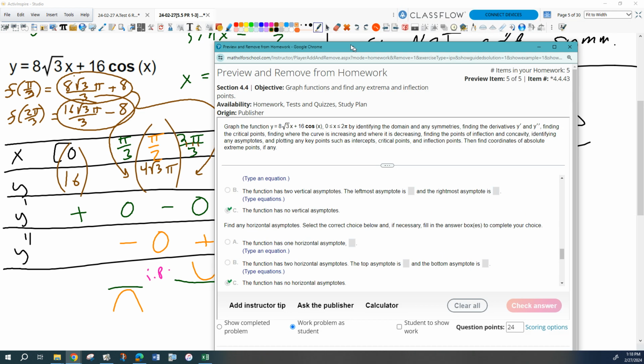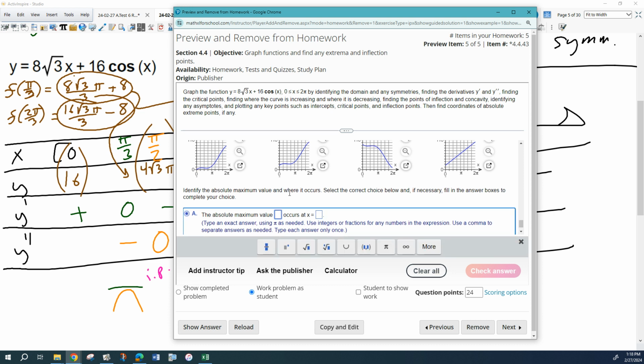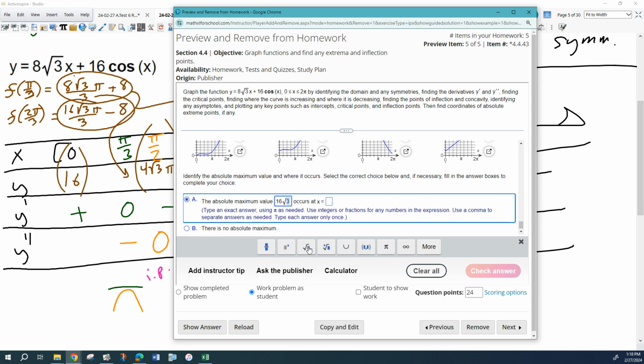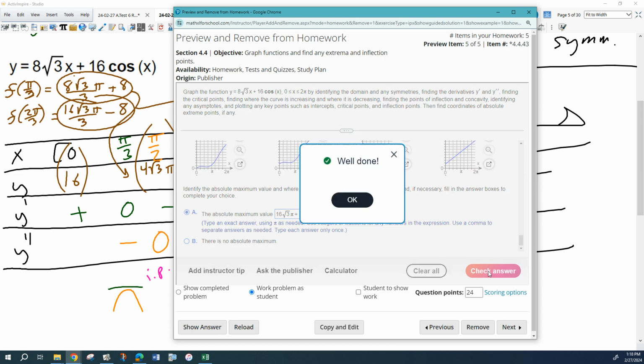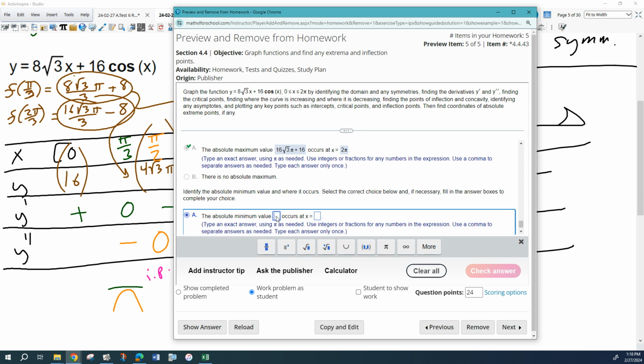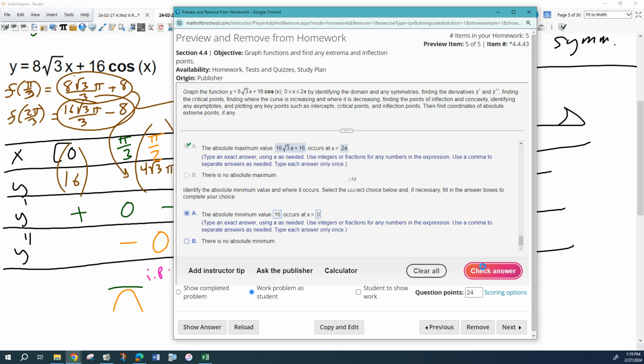16 radical 3 pi plus 16. The curve increases. My curve at x equals 2 pi. I got stuck. Let's go. Bingo. The curve increases. Absolute minimum value of 16. And you're done. 0 to my thirds. Uh-huh. Ouch.